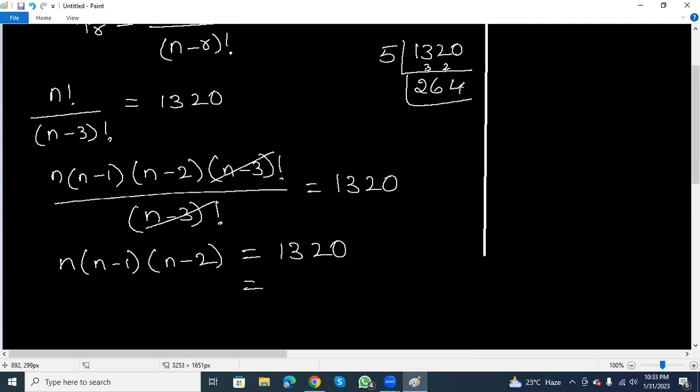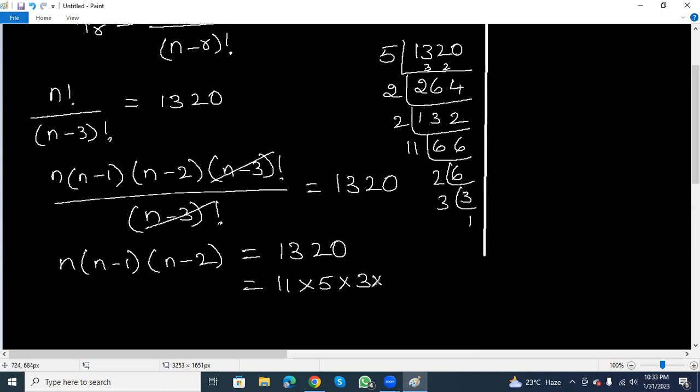Next, it is an even number, so let's take 2. 2 1s are 2, 2 3s are 6, 2 2s are 4, 132 times. 2 6s are 12, and again 2 6s are 12. 2 3s are 6, 3 1s are 3. So we can write 11 into 5 into 3 into 2 three times. This is the prime factorization of 1320.